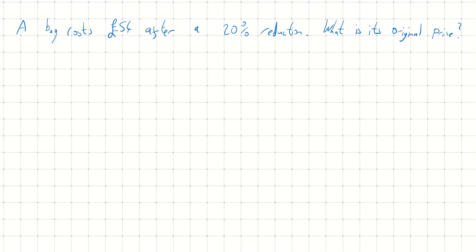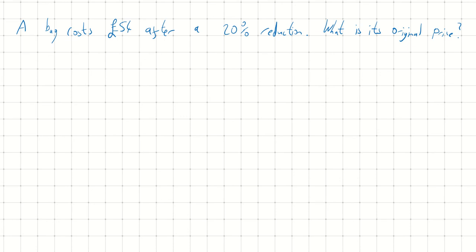In this video we are going to look at reverse percentages. So these are percentage calculations where we're given a value after a percentage change and we're asked to find the original value. So here's our example. A bed costs £54 after a 20% reduction. What is the original price?